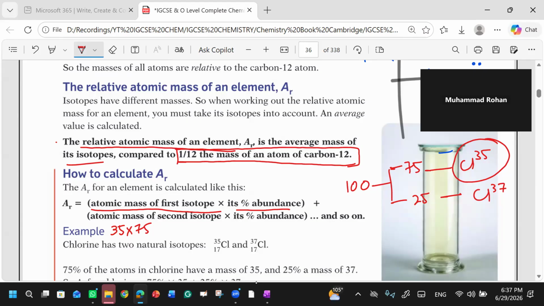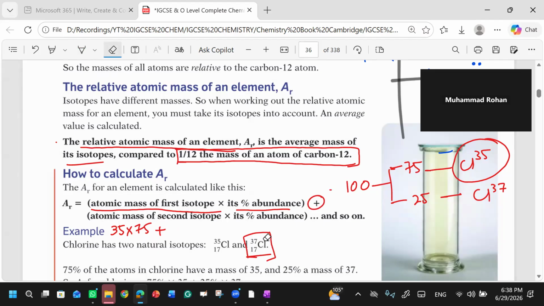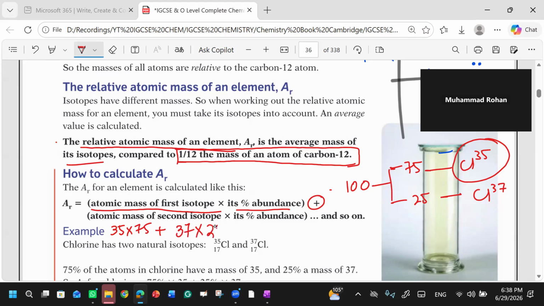Clear? Okay. This we have, right, that 35 is the atomic mass of the first isotope and its abundance is 75, right? Then plus. Now what is the atomic mass of the second isotope? Can you tell me? Second is 37. And what is its abundance? They have mentioned. 25%. Yeah, it is 25%.